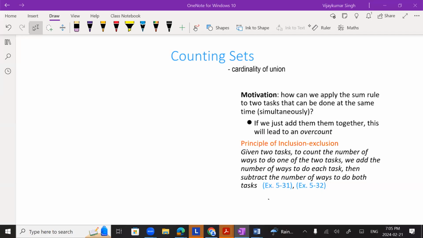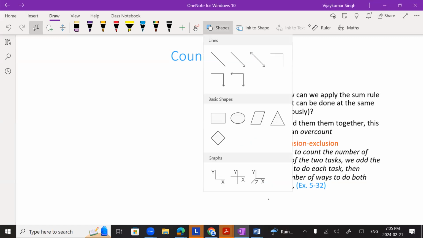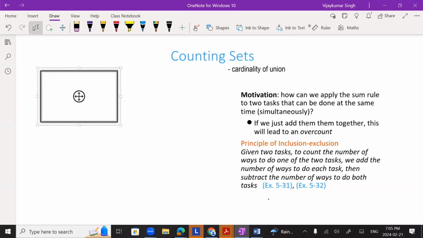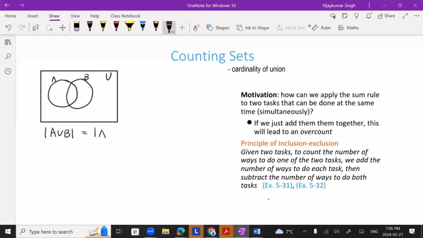All right, so let's go back to counting the cardinality of the union. Recall, we already talked about it. The idea is if we have two sets, let this be my universe U. I have universe U, and I have two sets A and B. Then the size of A union B is the same as size of A plus size of B minus size of A intersection B.